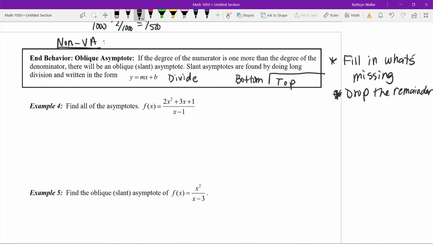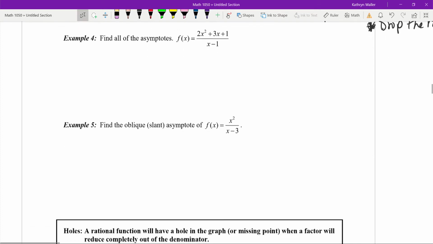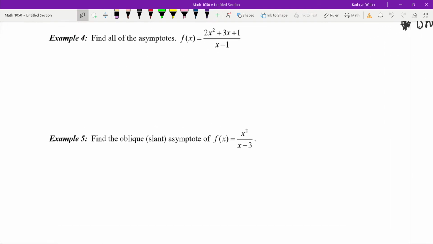Okay? Question 4, nice and slowly. Find all the asymptotes. There's only 2. You've got vertical asymptote and non-vertical asymptote. Don't look at your paper I gave you. Try to remember. How do you find, well, first of all, let's start over. What's the first thing you do?